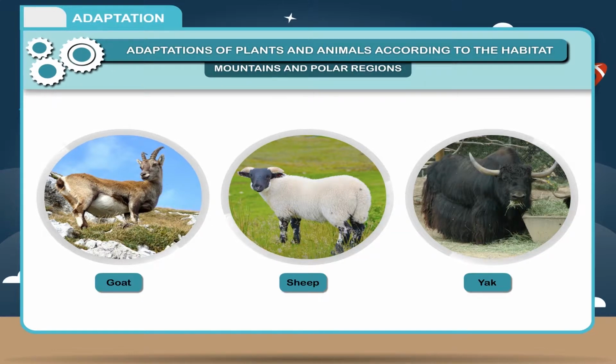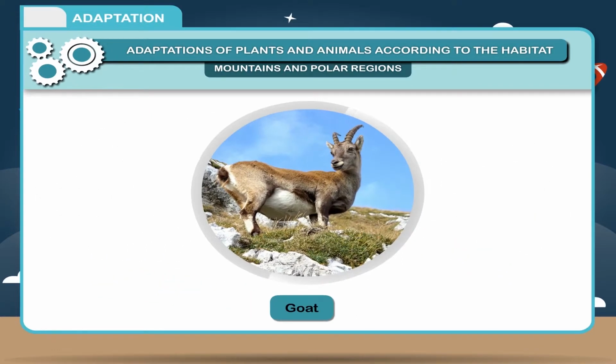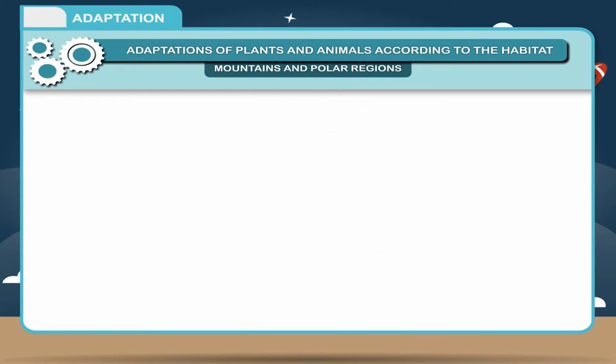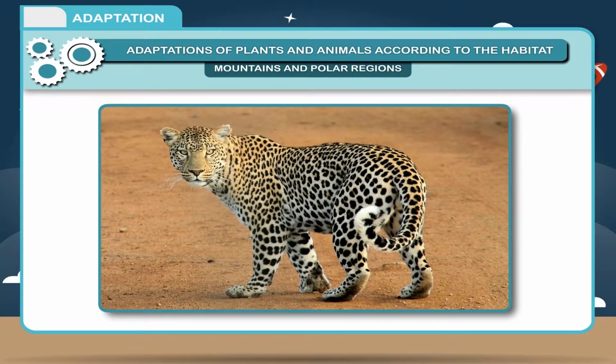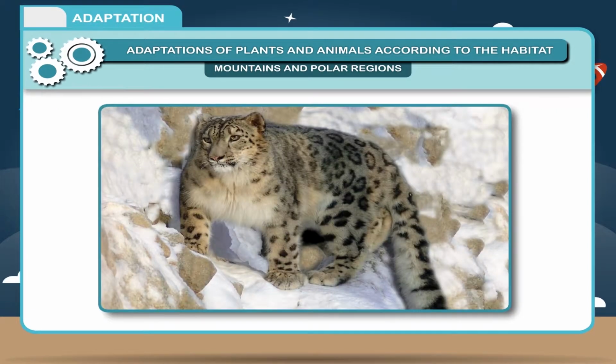Animals living in mountain regions are adapted to the conditions here. They have thick skin or fur to protect them from cold. For example, the yak has long hair to keep warm. The snow leopard has thick fur on its feet and toes. This protects its feet from the cold when it walks on the snow.